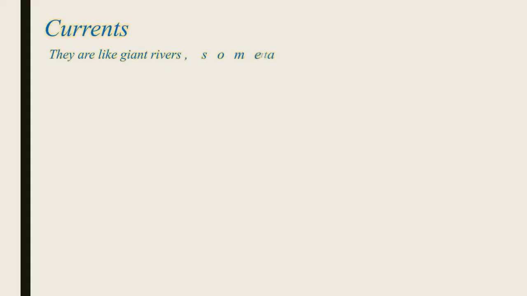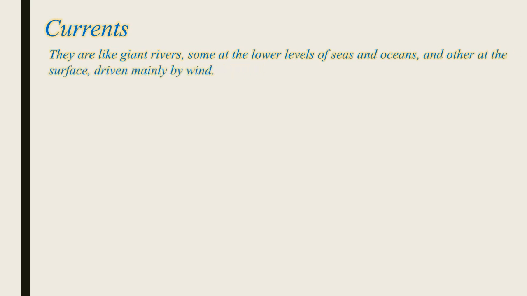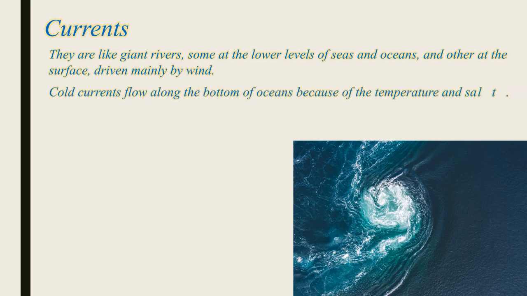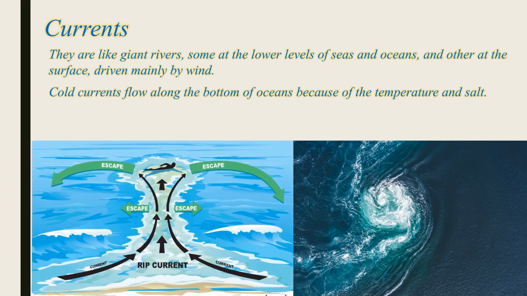Currents. They are like giant rivers, some at the lower levels of seas and oceans, and others at the surface, driven mainly by wind. Cold currents flow along the bottom of the oceans because of the temperature and salt. Cold and salty water is heavy and sinks to lower levels.